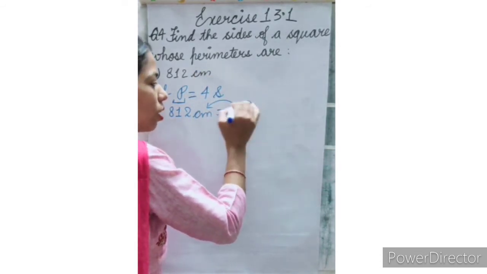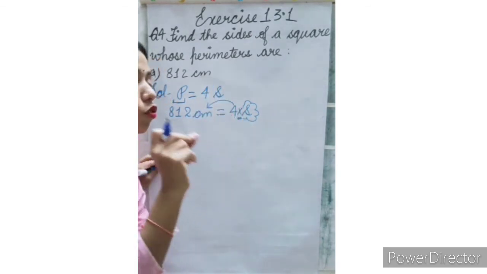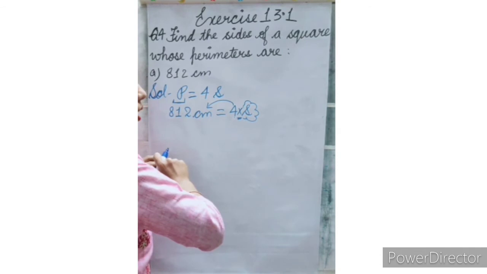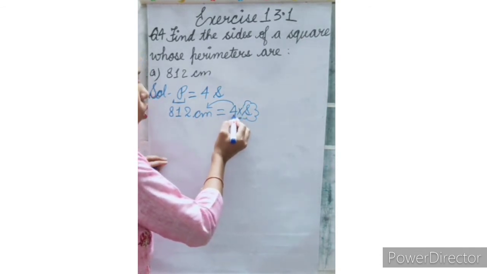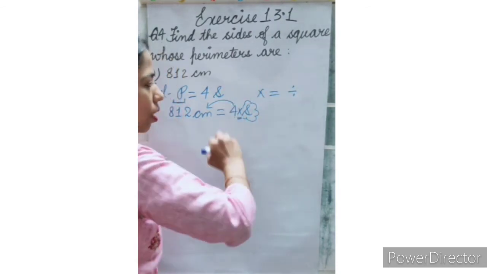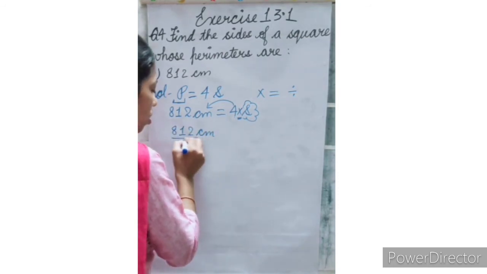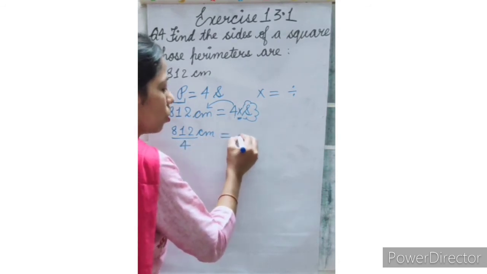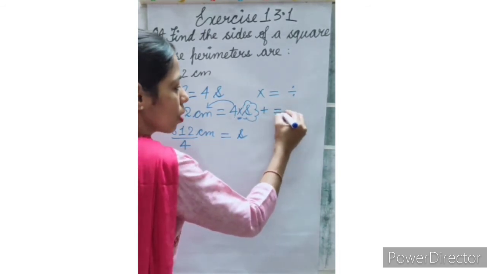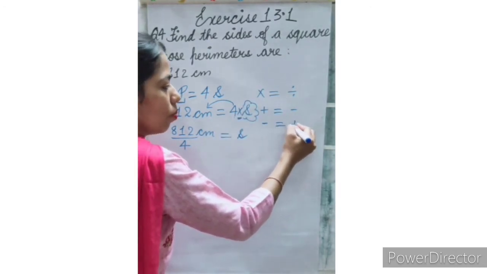So here as we have to find out this S, we will move this 4 to the next side, and here you can see this 4 is in a relation of multiplication with this S. So when we will move this 4 from this side to next side, it will change its sign and it will become divide. So 812 centimeter by 4 is equal to S, and whenever we have to move a plus sign next side, it will become minus, and when we have to move a minus sign next side of equals to, it will become plus.